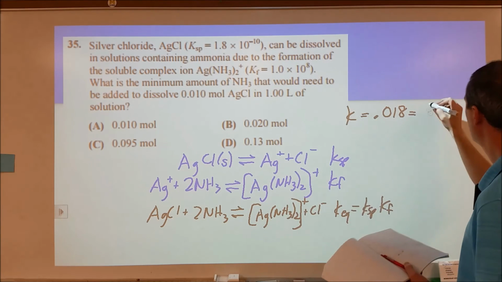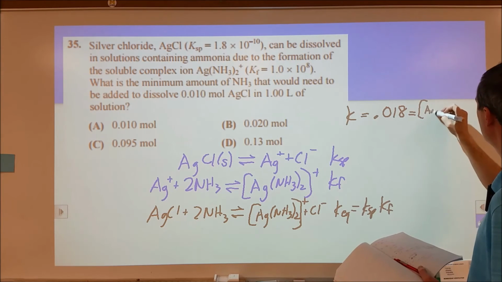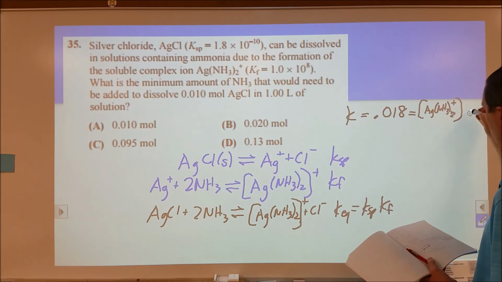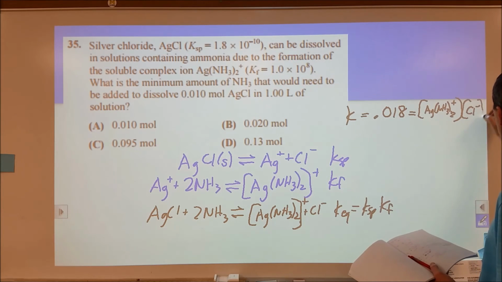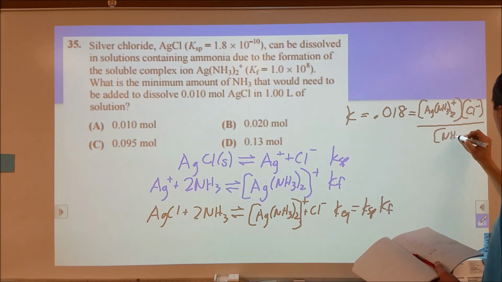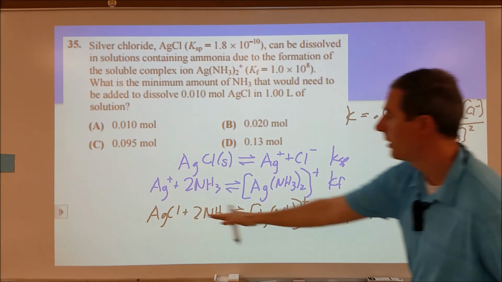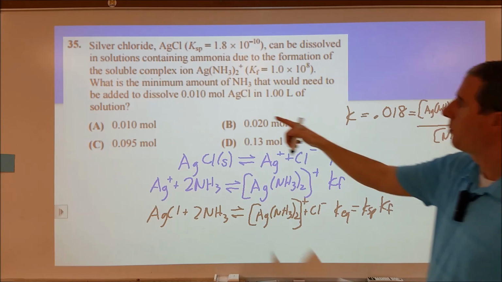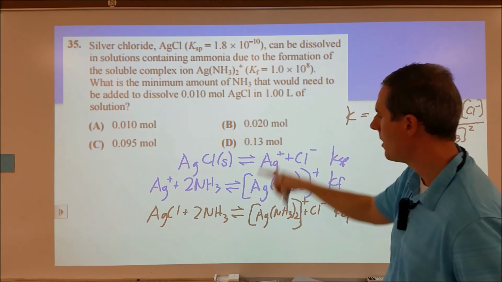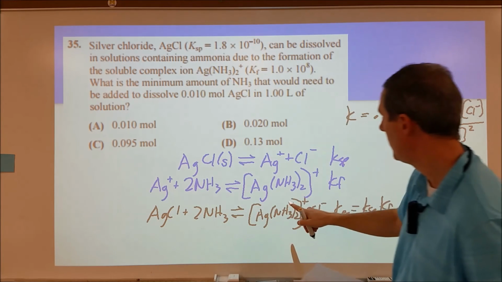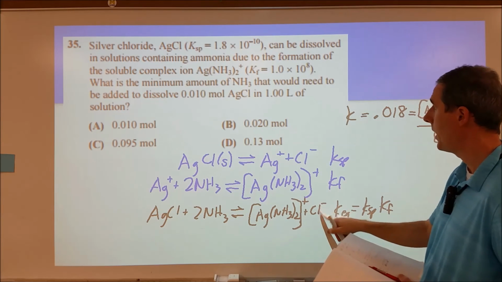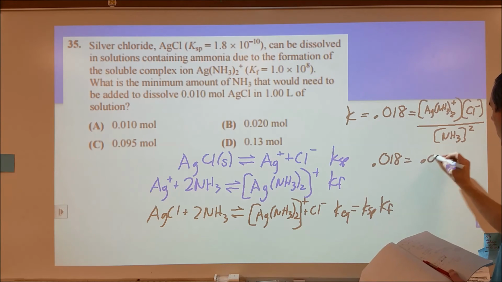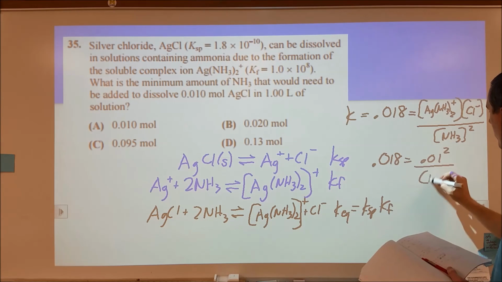Okay? And then we know that at equilibrium, this is going to be equal to the concentration of the complex ion times the concentration of chloride divided by the concentration of ammonia squared. And we're going to leave the solid silver chloride out of that calculation. So if we want to dissolve 0.01 moles of AgCl, then that's going to mean that we're going to need to have 0.01 molar of this and 0.01 molar of that. So what we get is 0.018 is equal to 0.01 squared over the ammonia squared.